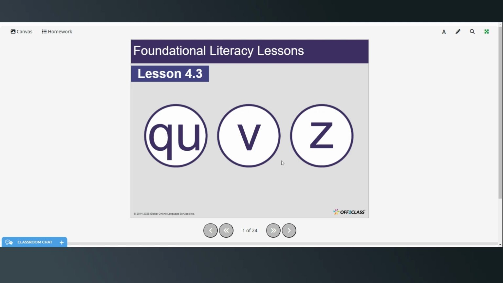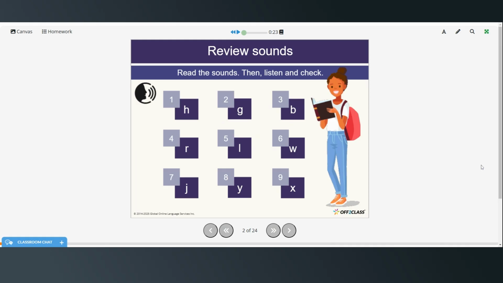This is another foundational phonics lesson teaching reading and pronunciation, and today we're going to be looking at the sounds for QU, V, and Z. But first we'll review some of the sounds that we've already learned. So go ahead and make the sounds for each of these letters and then restart the video when you're ready to check.